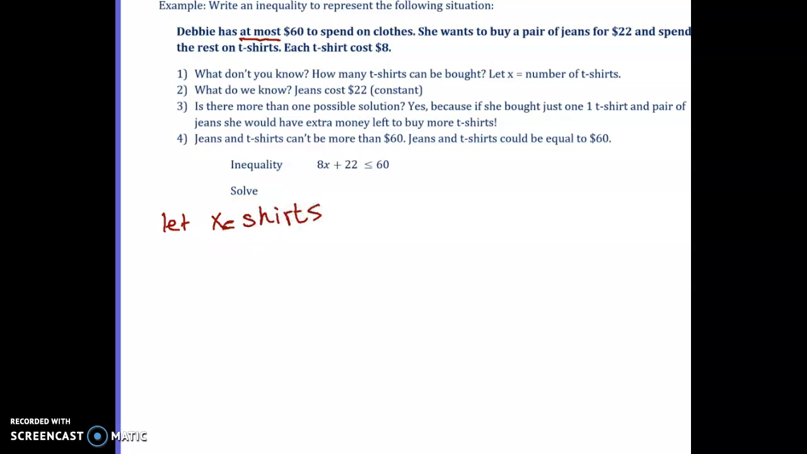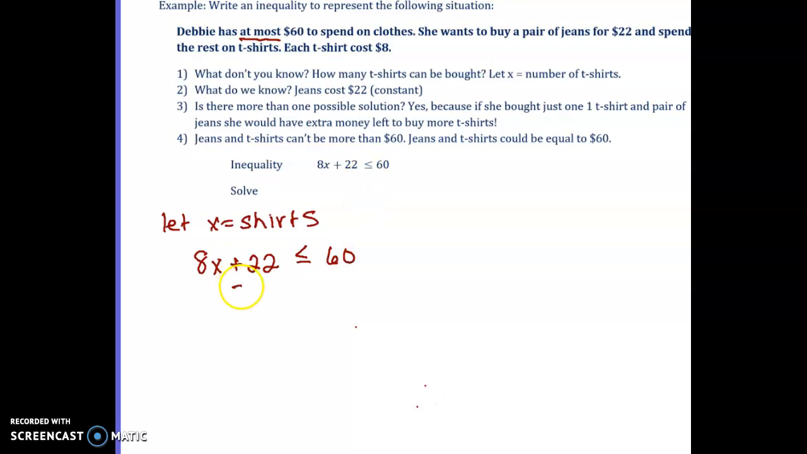Okay, let's do this a little neater. Okay, so we're going to let X be the number of shirts. Okay, the inequality, because it's $8 per shirt, is 8x plus $22 for jeans. And at most means it has to be less than or equal to 60. So we have the inequality there.